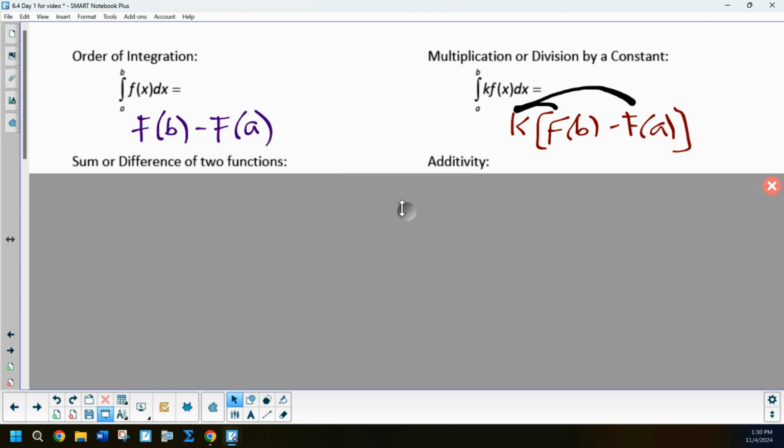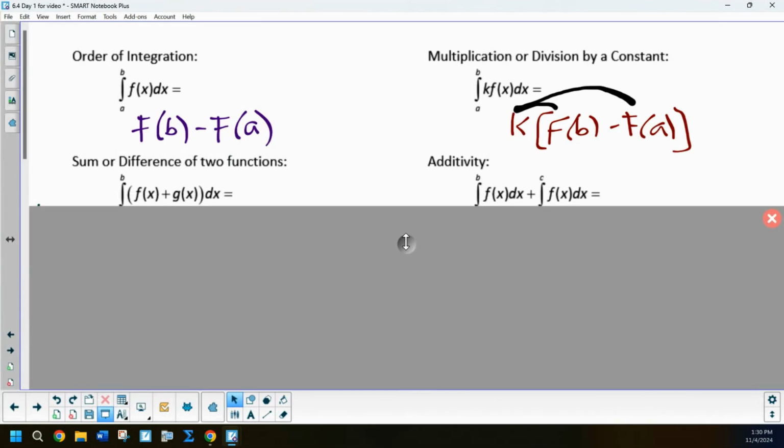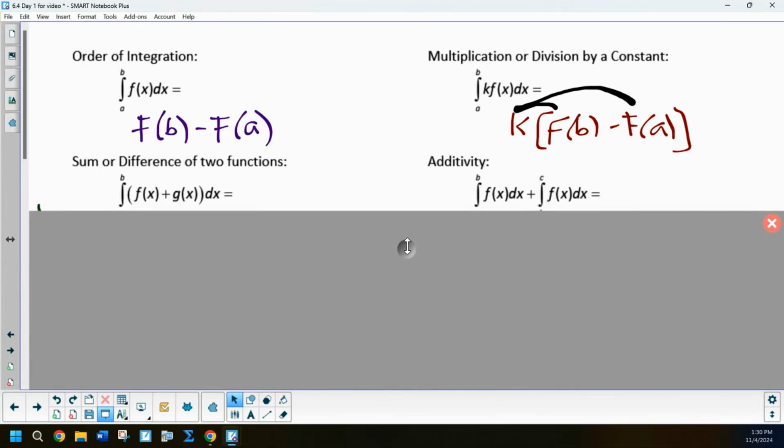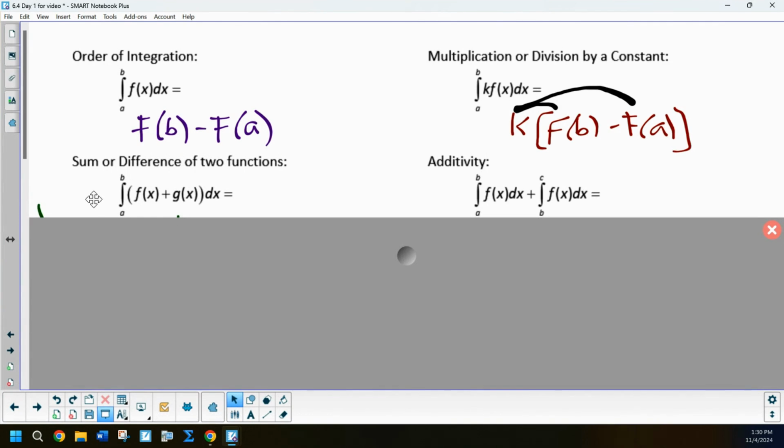Okay, the next two are sum or difference of two functions, and then this additivity rule. So let me show you the difference in what's going on here. This one over here has two functions added together that have the same bounds, right? So from A to B of f of x plus g of x, versus this one over here, it's the same function, but the bounds are different.